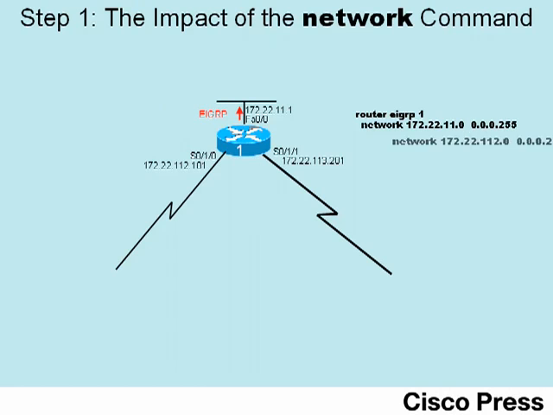Then if router 1's configuration is updated to include the network 172.22.112.0 command, with a wildcard mask of 0.0.0.255, that command would match the S0/1/0 interface on R1 because the first 3 octets of the IP address on that interface match the first 3 octets of the address in the network command. So R1 would start sending and receiving EIGRP messages and advertising about that subnet.